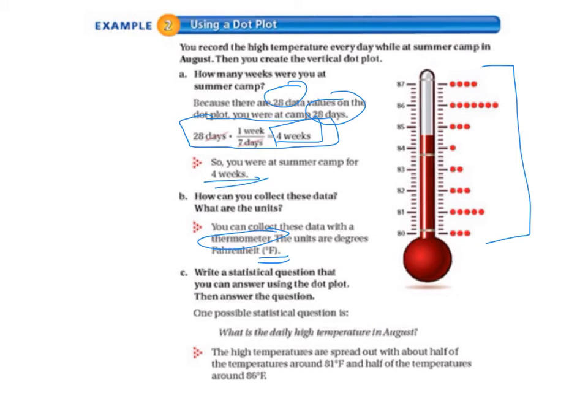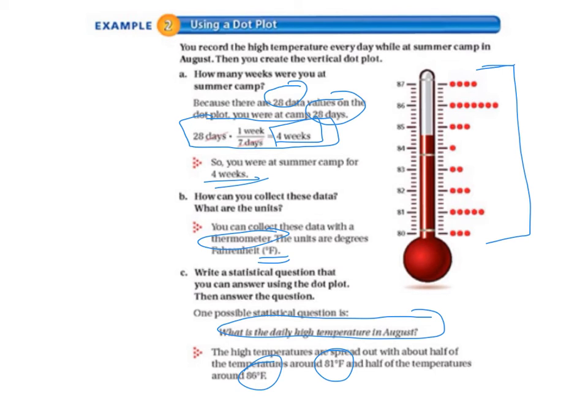Write a statistical question that you can answer using the dot plot. Then answer the question. One possible statistical question is, what is the daily high temperature in August? So the high temperatures are spread out with about half of the temperatures around 81 degrees Fahrenheit and half of the temperatures around 86 degrees Fahrenheit. So these are fairly well spread out is what they're saying.